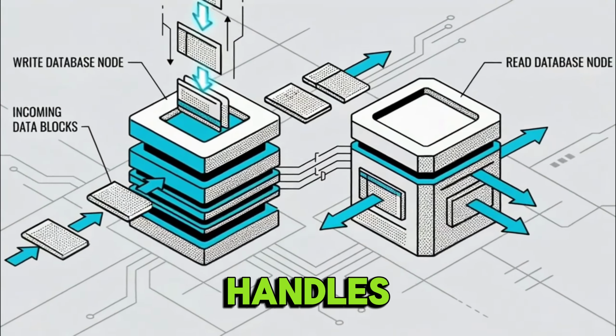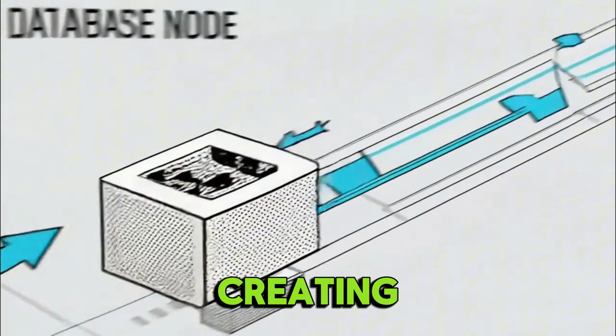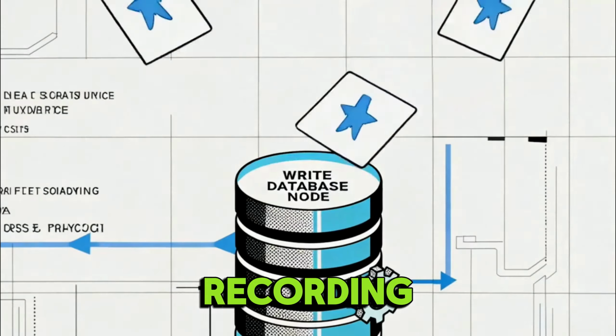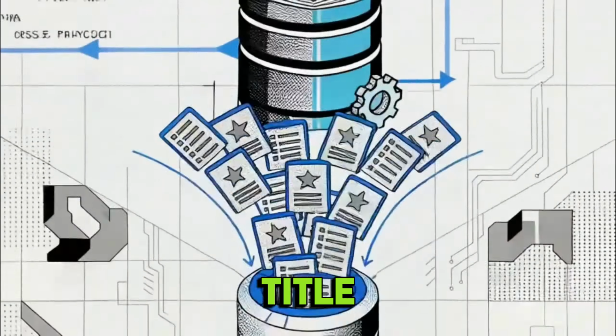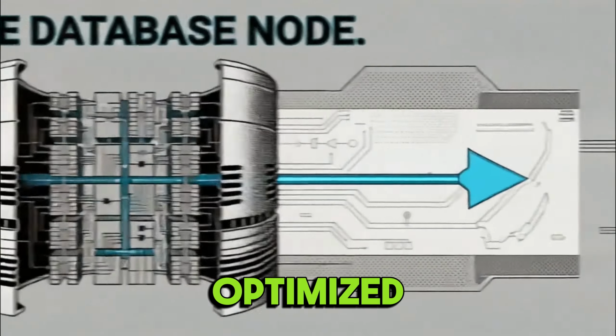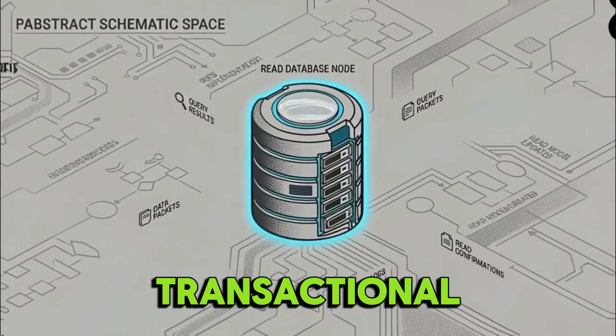The command side handles everything that changes state. Creating a user account is a command. Updating a watch position is a command. Recording a rating is a command. Adding a title to your list is a command. These operations write to a write database that is optimized for fast, durable, transactional writes.